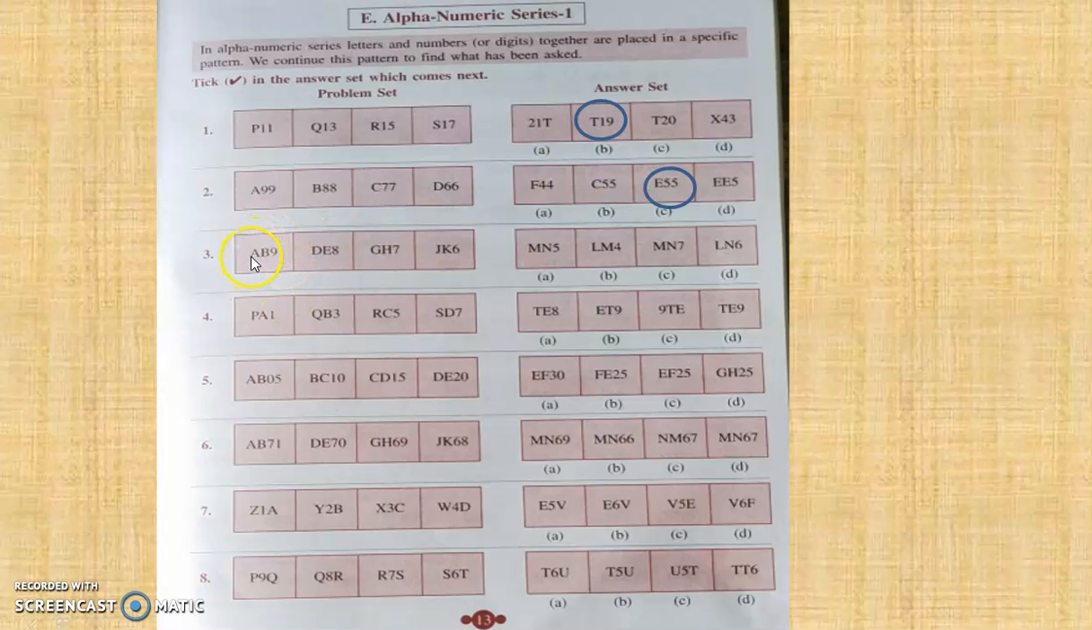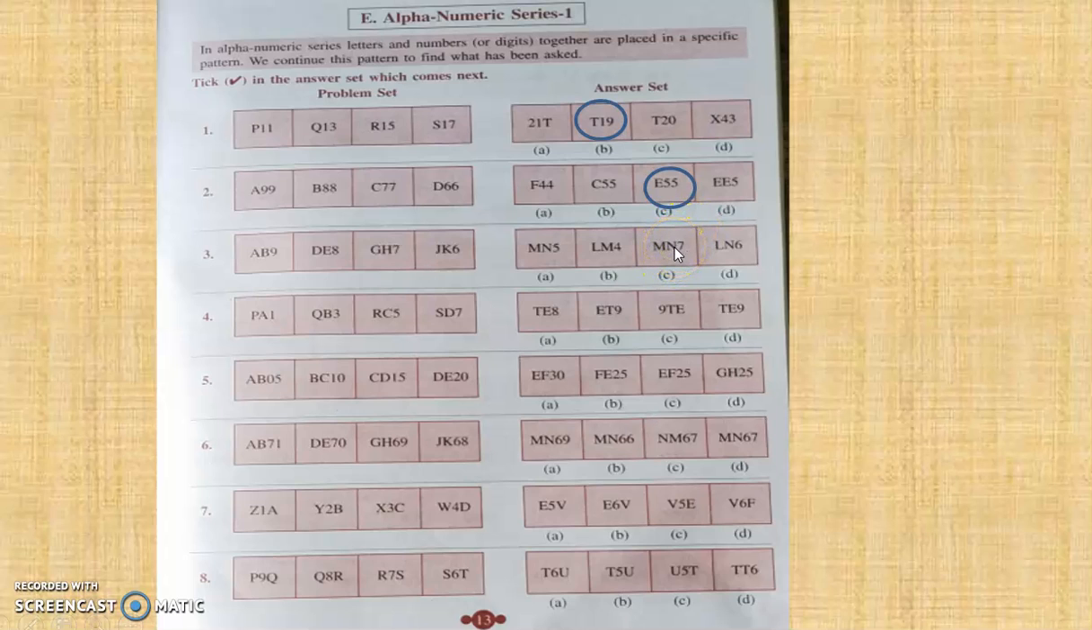Okay. So now come back here for the third question. In this, AB is given, C is not there, DE, F is not there, GH, I is not there, JK. So after JK, L will come, right? So I have to skip that L and I have to write MN. MN is there, right? MN5 is also there, MN7 is also there.